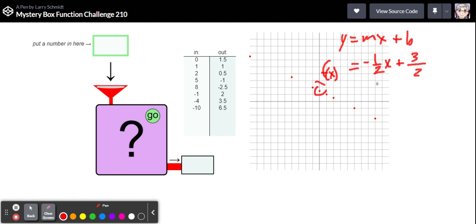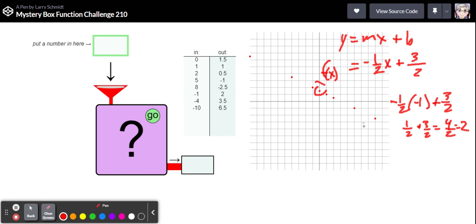You know, we might want to double check ourselves, plug in a number, make sure we didn't do anything incorrectly here. So let's put in a -1. So -1/2 times -1 plus 3/2. Is that going to come out to be 2? So -1/2 times a -1 is a positive 1/2 plus 3/2 equals 4/2, which indeed is 2.